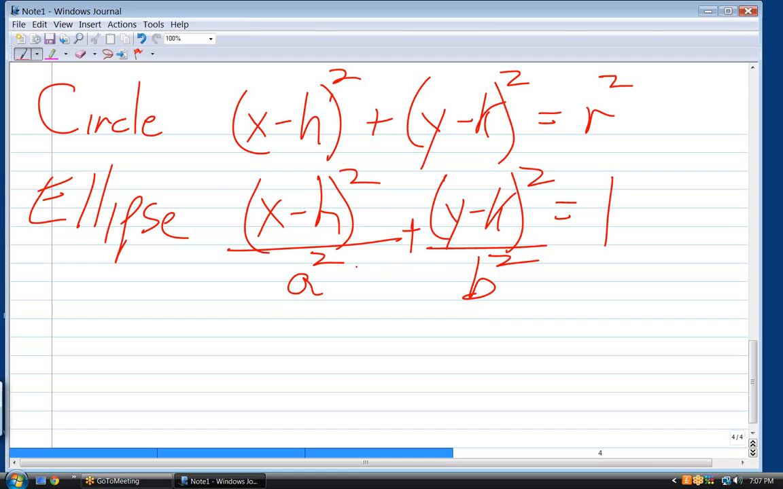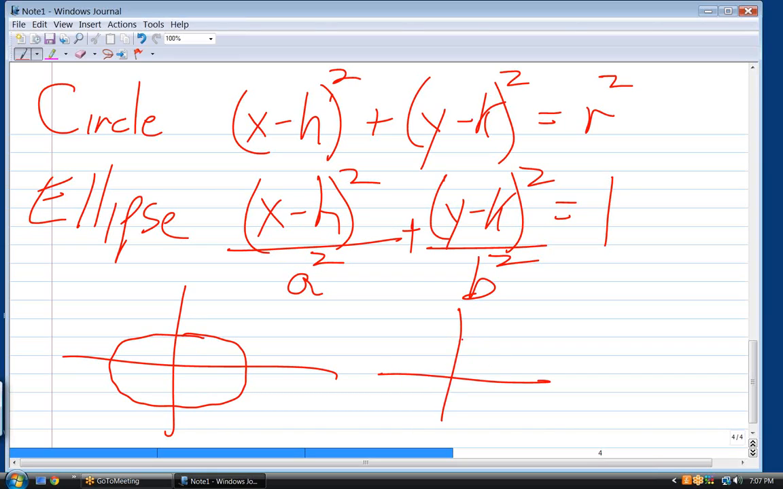Now, this formula right here is for a horizontal ellipse. What is the difference for a vertical ellipse? Doesn't a go under y? Yes, the a is greater, and a is always bigger than b for an ellipse. For a horizontal ellipse, that's a, that's b. For a vertical, that's a, that's b. Because we're measuring the a vertically, it needs to go under the y minus k squared.